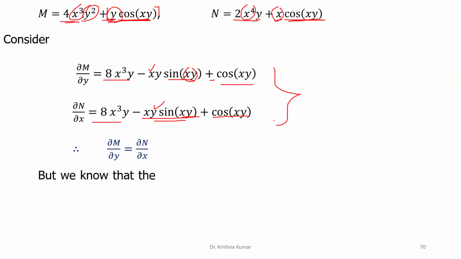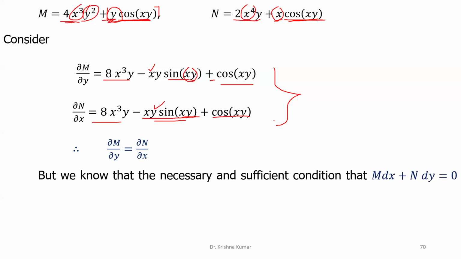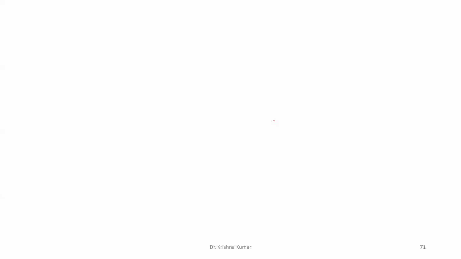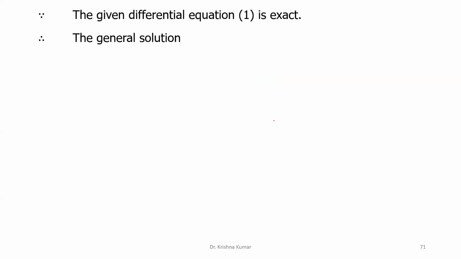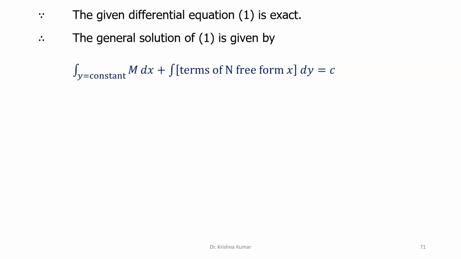But we know that the necessary and sufficient condition for M dx plus N dy equal to 0 to be exact is ∂M/∂y equal to ∂N/∂x. So the given differential equation is exact. Since equation 1 is exact, the general solution is given by the integration of M with respect to x when y is constant, plus the integration of terms of N free from x with respect to y, equal to an integrating constant.